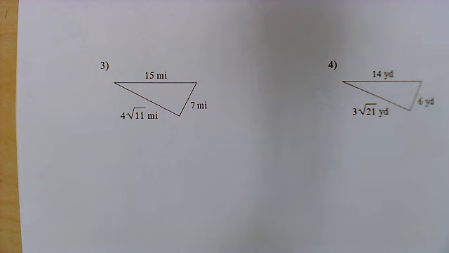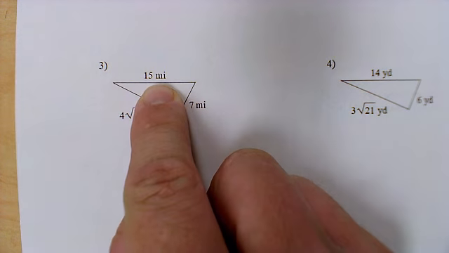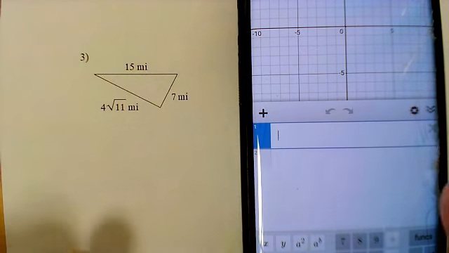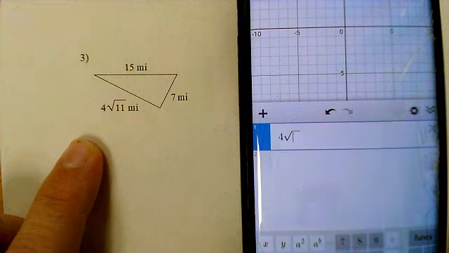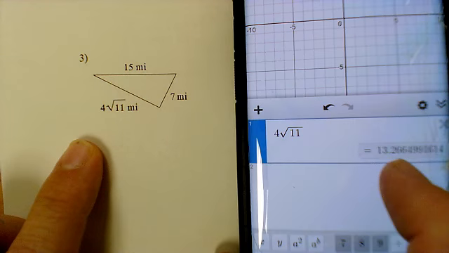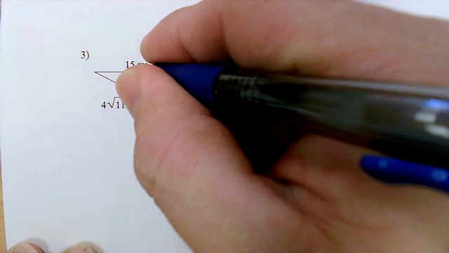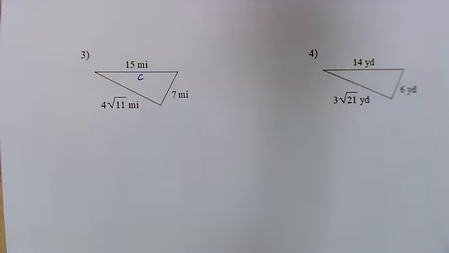On numbers 3 and 4, we're actually going to deal with sides that have irrational values and see what's different there. Really, it's the same process. I just wanted to show you what happens. First thing I want to do is, while it looks like 15 is my longest side, I want to make sure it's the longest side. So I'm going to quickly type into my calculator 4 times the square root of 11, and that's going to be 13.3, and that is shorter than the 15, so I do know that 15 is my c.